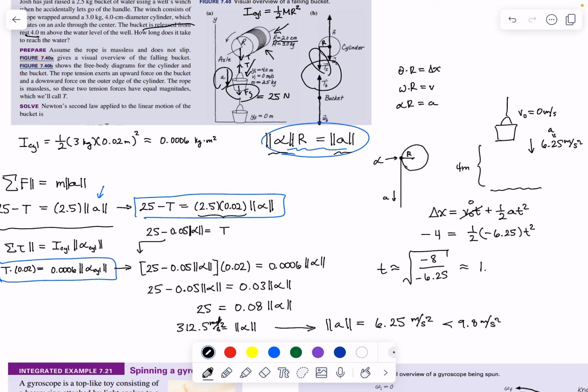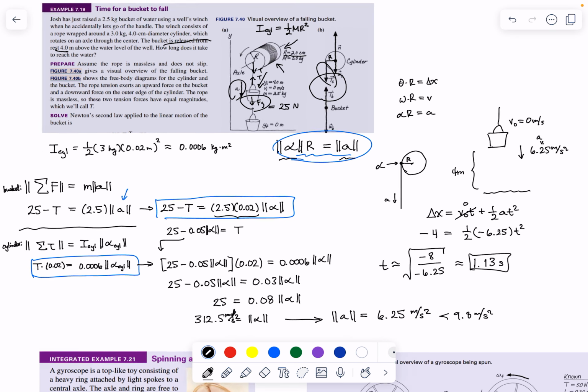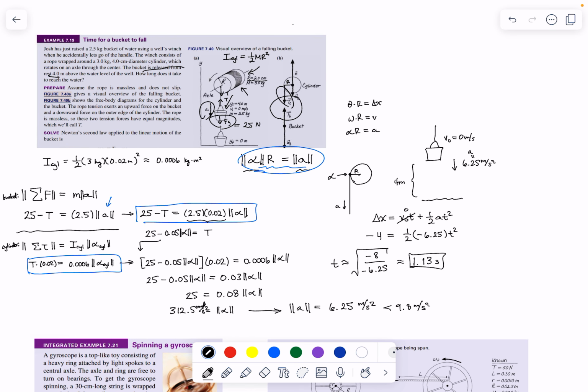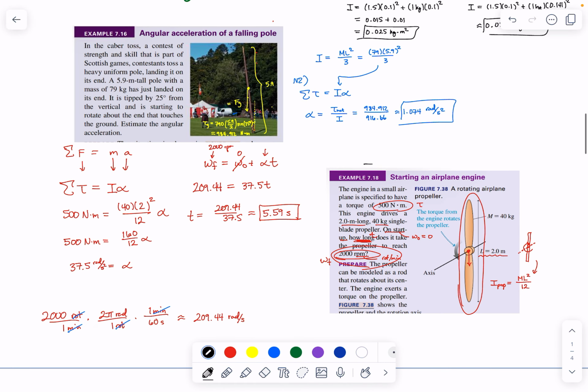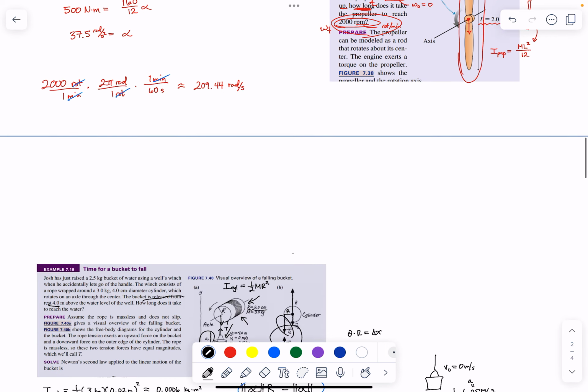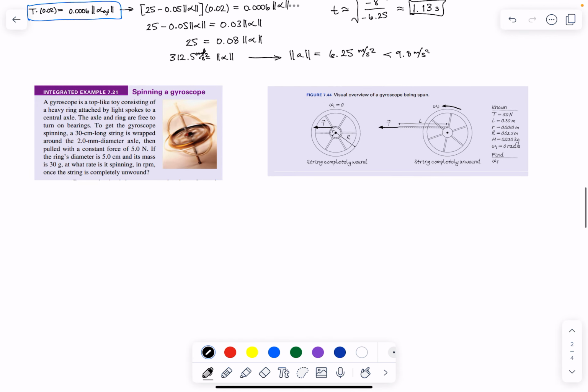This is 1.13 seconds. Awesome. So that was a really intense problem. This is not something that I would give you guys on a quiz. Wouldn't be quite this hard. The problems I would give would be more typical of this propeller problem, the pull, and also probably this gyroscope.